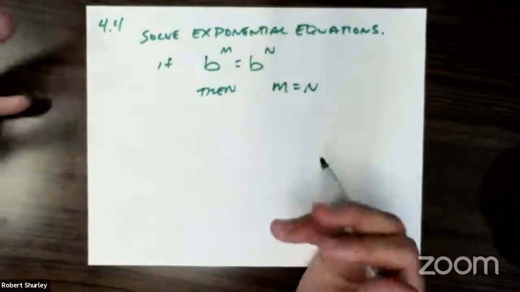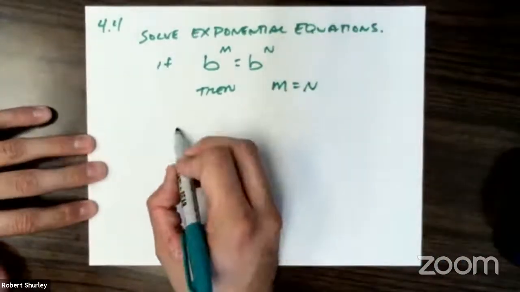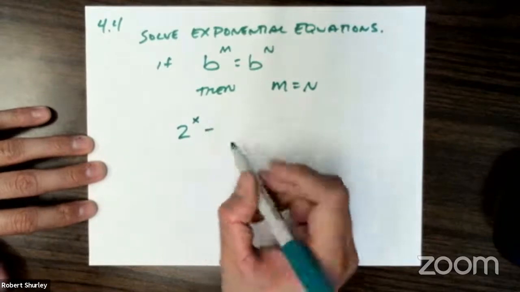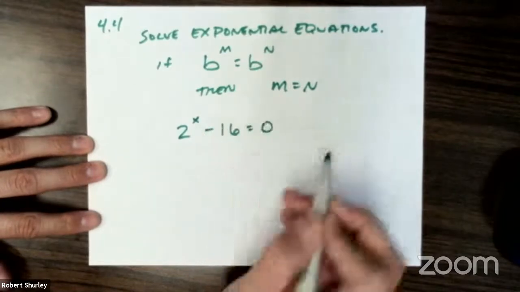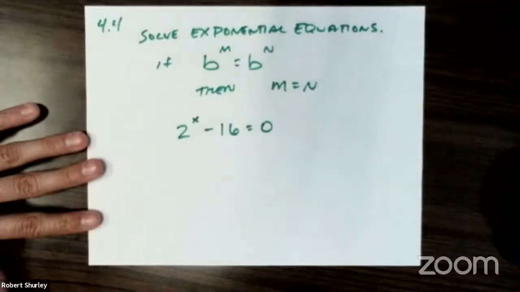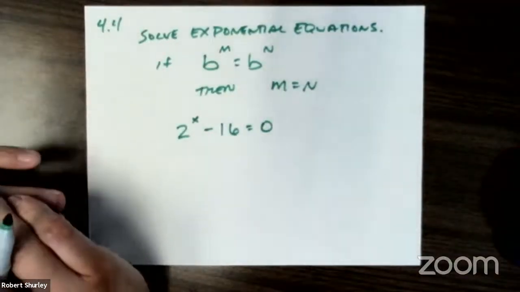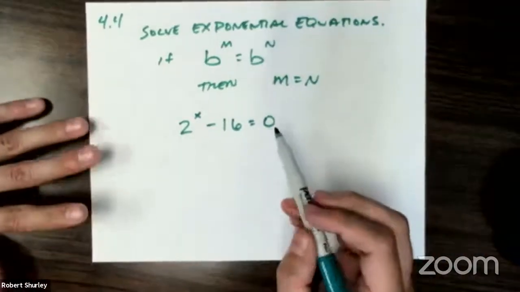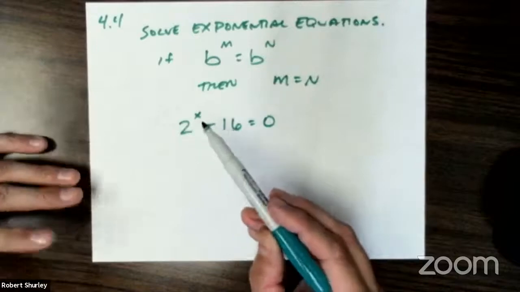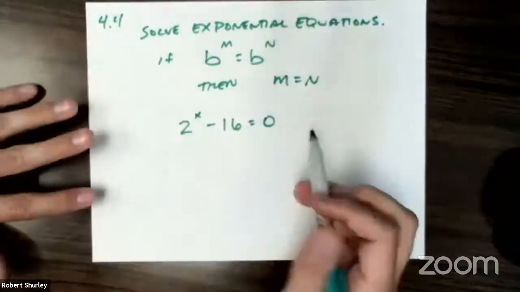So a very basic example would be like 2 to the x. Let's do one that we actually have to solve: 2 to the x minus 16 equals 0. Okay, so I'm going to show you this with an example and go over the steps with an example. Step one, you're going to isolate the exponential term, or if we have two exponential terms, you want to kind of separate it.